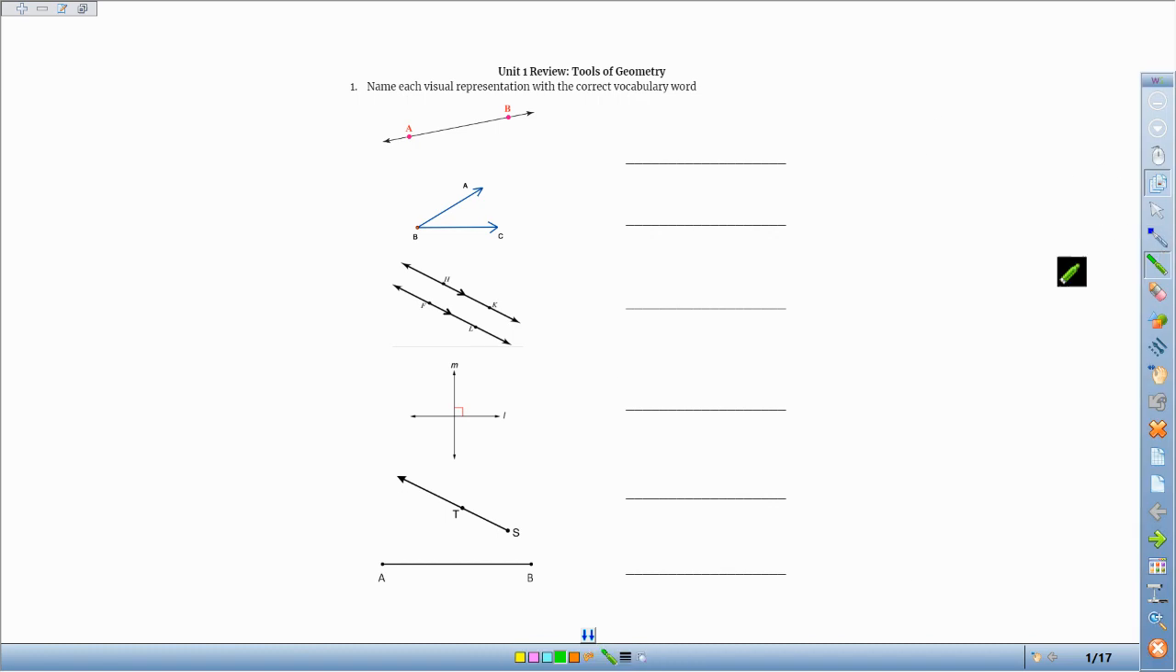Okay, so the review starts out with just naming each visual representation with the correct vocabulary word. Give it a name is basically what it's asking. I'm going to just remind you of all of these because I think it's worth pointing out really quick. Here we have these arrows on both sides. You guys remember this is considered a line. That's all these are asking for. That thing's a line. This right here is an angle.